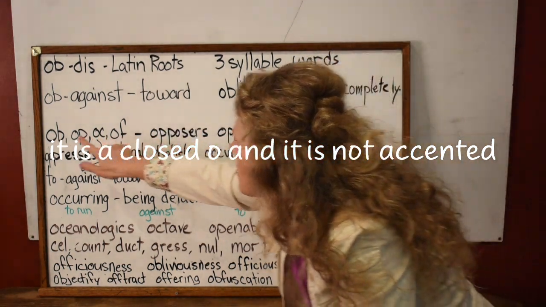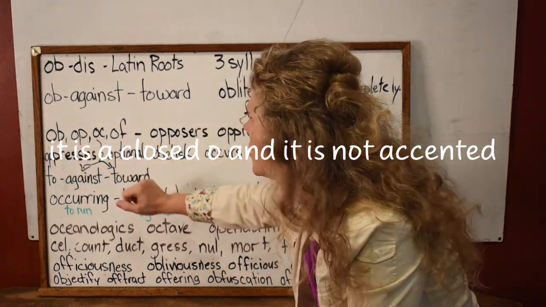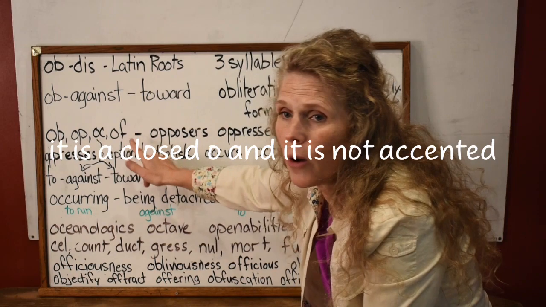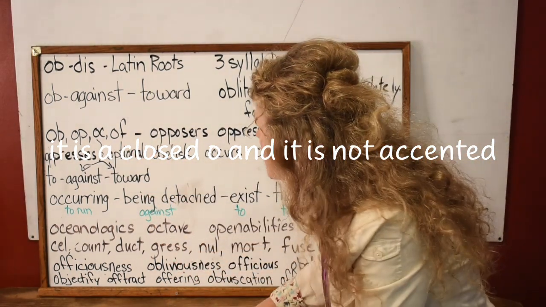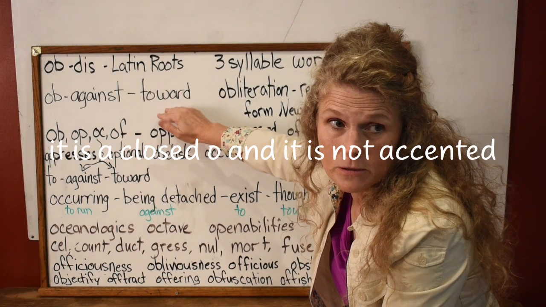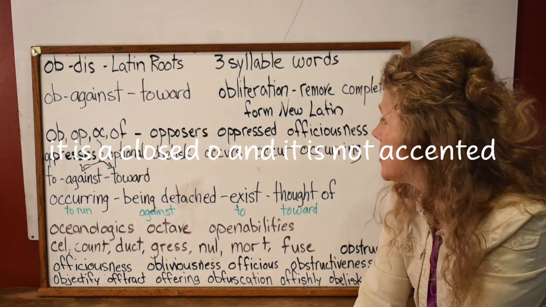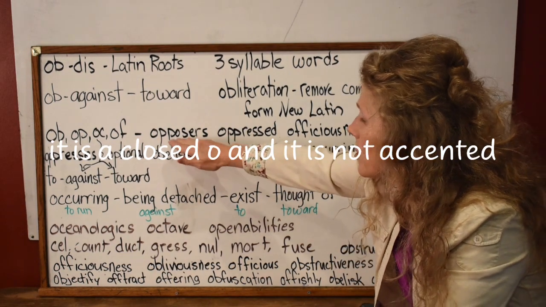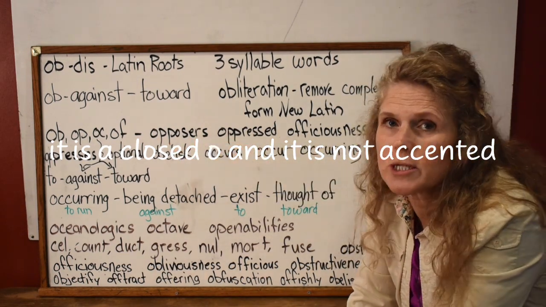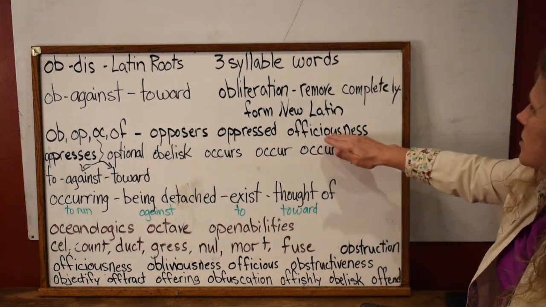So you just need to memorize these. What do we have? OB, OP, OC, OF. Say that, boys. O-B, O-P, O-C, O-F. Nice. That means against or toward. It can mean either one depending on what you need it to say on your root, because your root is going to mean something else.